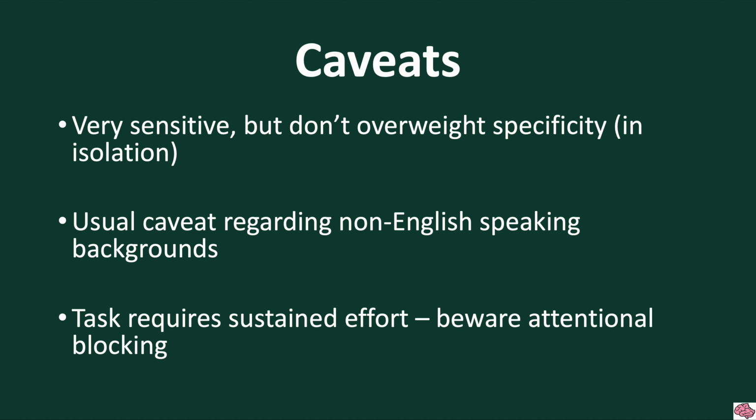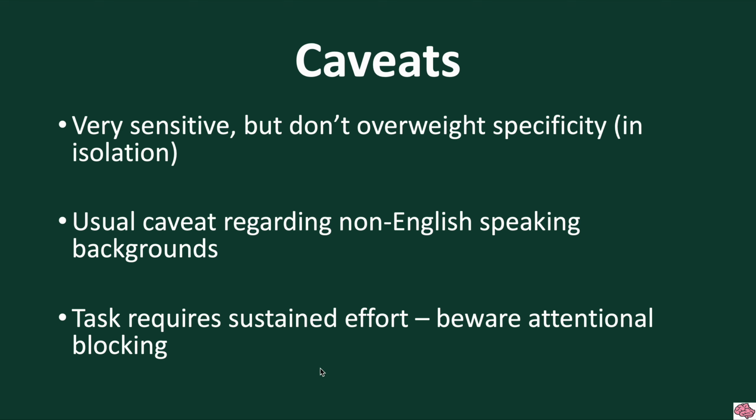I'll just finish by mentioning a few caveats when it comes to interpreting verbal fluency. Firstly, as I've probably mentioned before, there is nothing pathognomonic in cognitive neurology. Verbal fluency can be a very sensitive measure for detecting cognitive impairment, but it's important not to overweight the specificity of anyone's performance, particularly when taken in isolation. There is, of course, also the usual caveat regarding people with non-English speaking backgrounds, especially if you're not using an interpreter to assess verbal fluency.